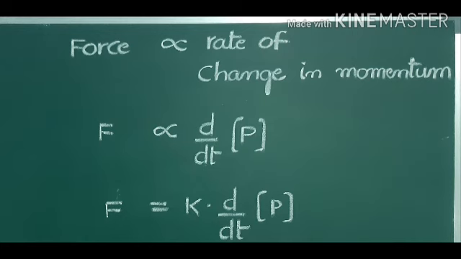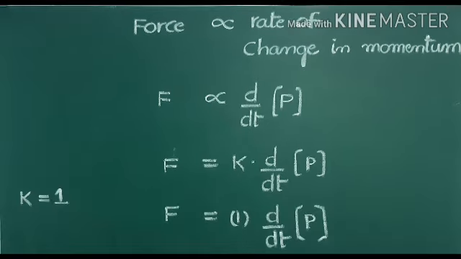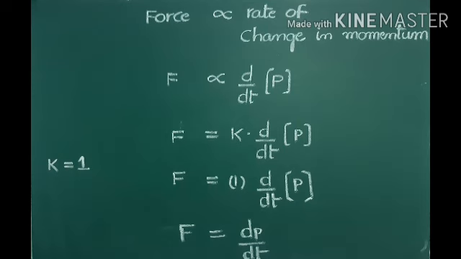And changing into an equation, F equal to K, a constant, into d by dt of P. K is the proportionality constant. Let us take the unit value K equal to 1, then F equal to 1 into d by dt of P. d by dt means the rate of change. So finally the equation you are getting is F equal to dp by dt.